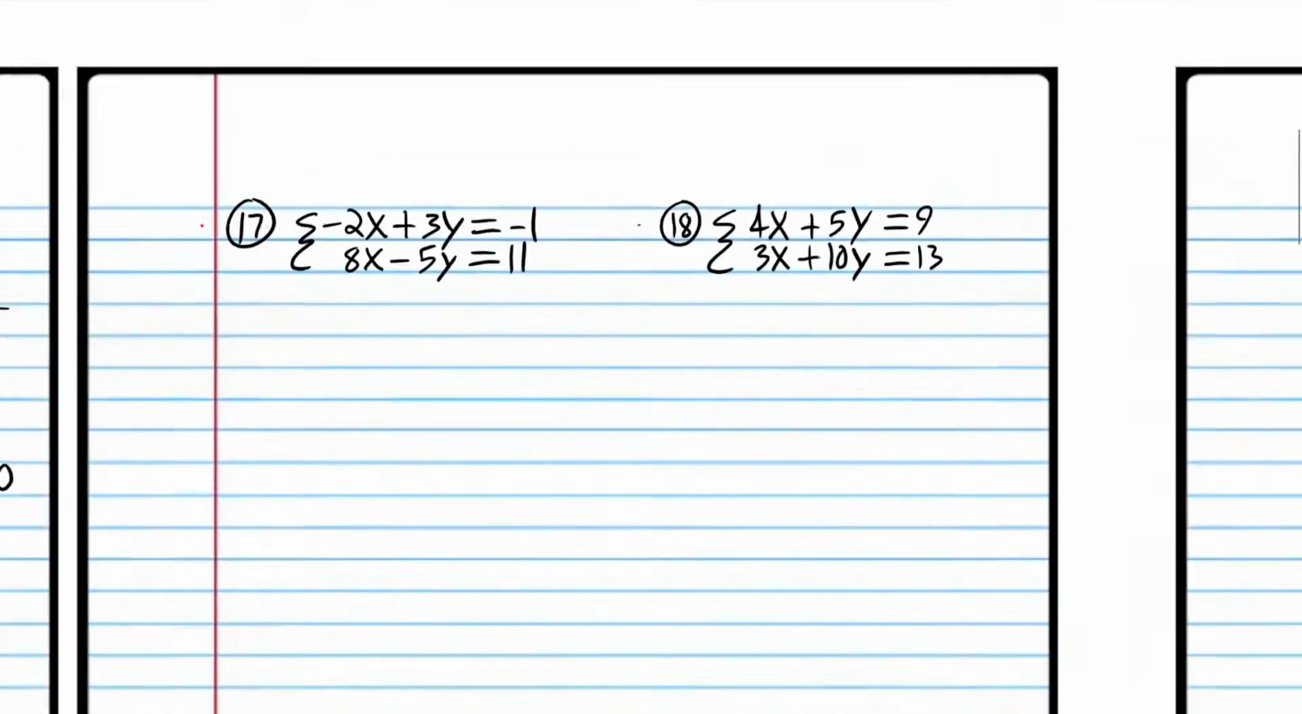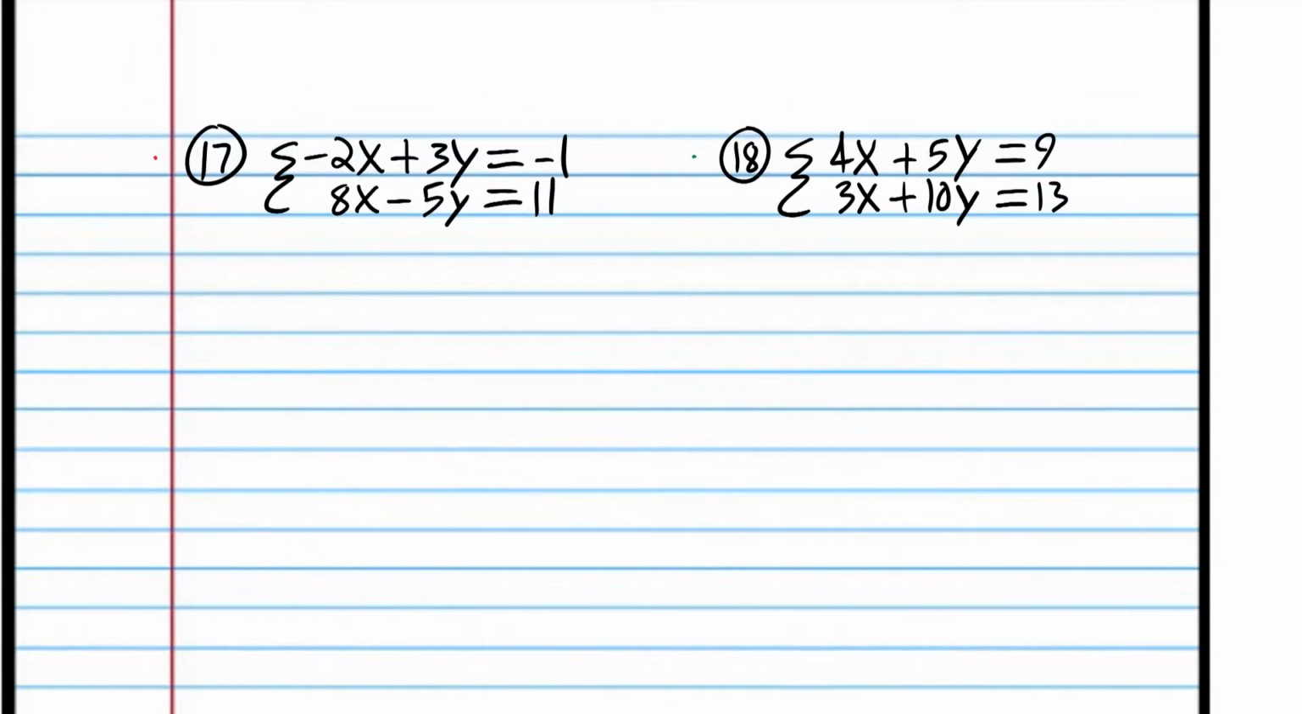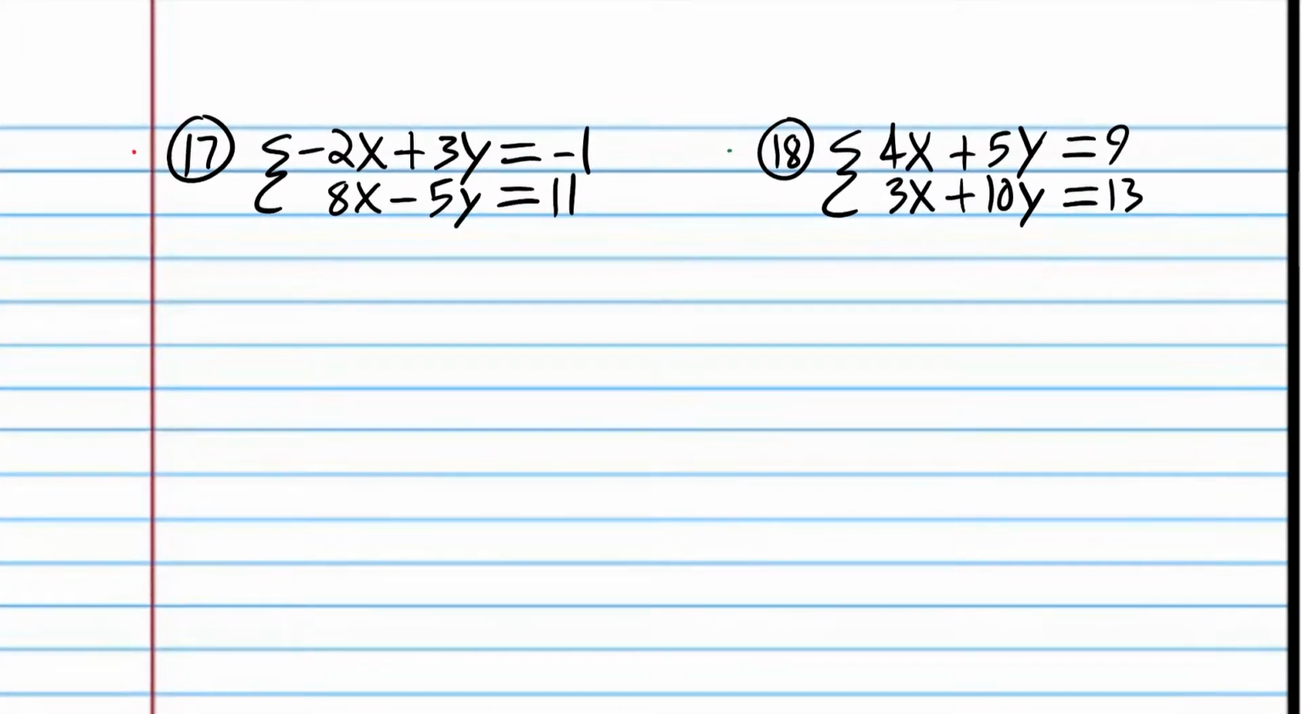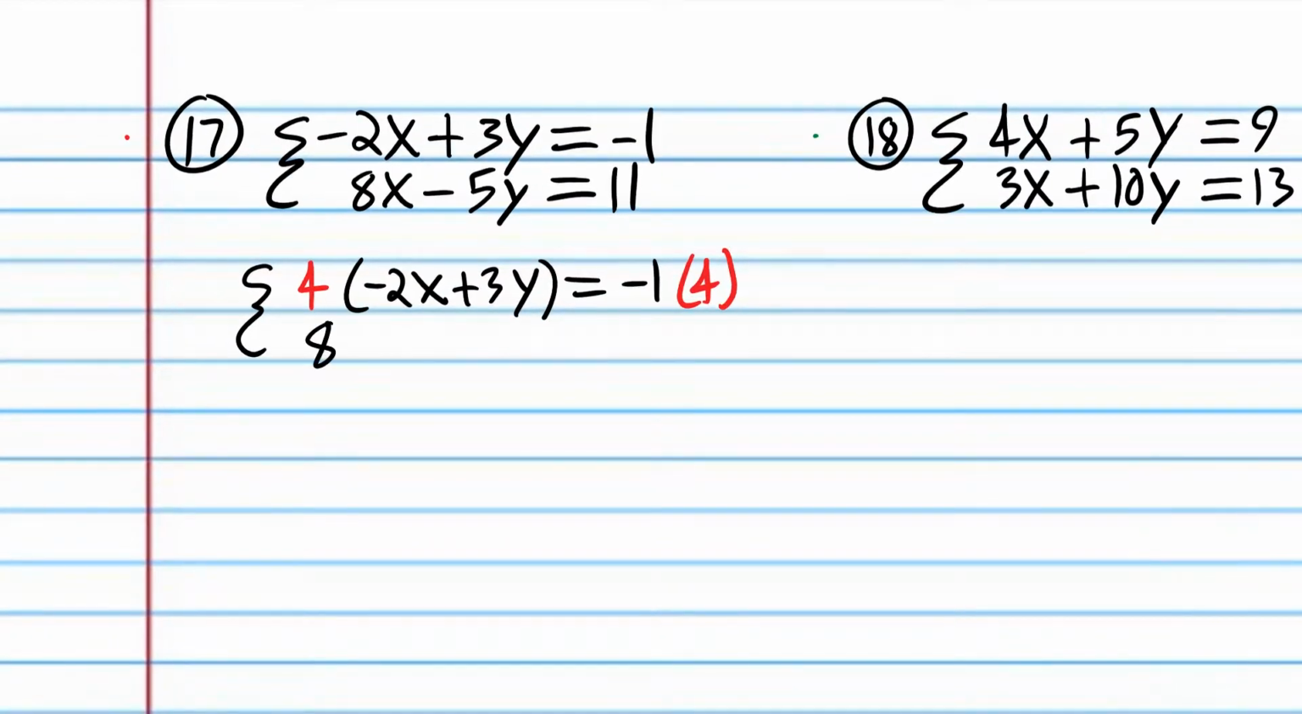Okay, so now we're going to do some more elimination problems. Again, we're reviewing systems of equations here, but now we can't just add these together or subtract them. It doesn't work, because notice, we don't have the same coefficients on these variables. So what we're going to have to do is multiply the top equation by 4. So I'm going to bring down this system, and I'm going to multiply both sides of the top equation by 4. And I'm just going to rewrite the second equation.